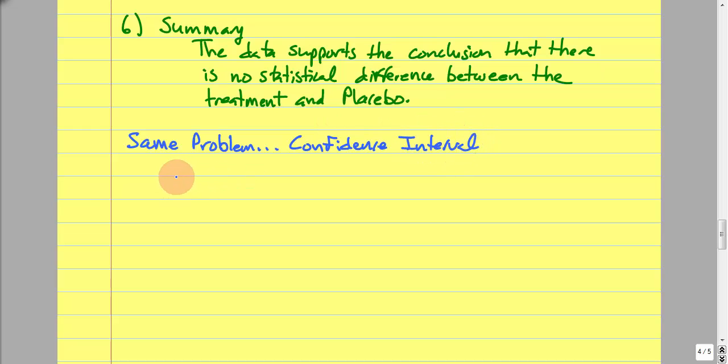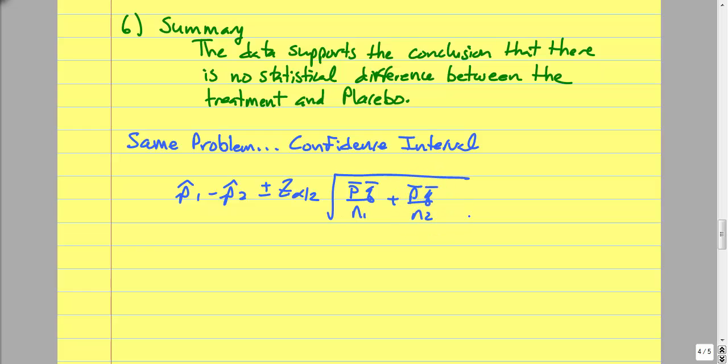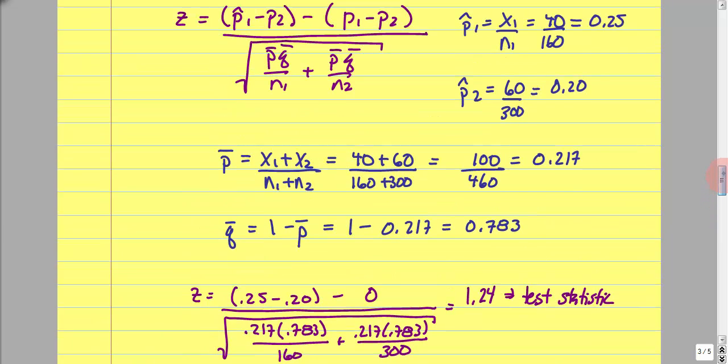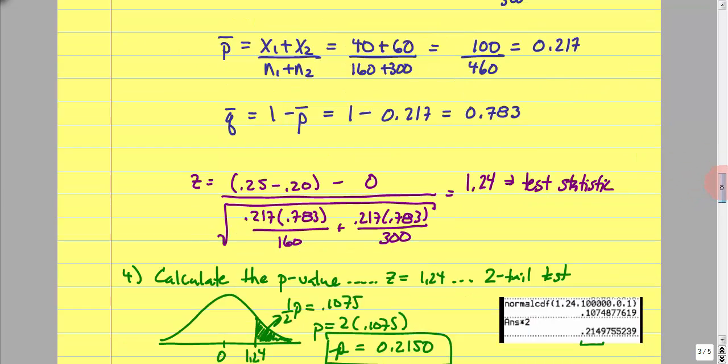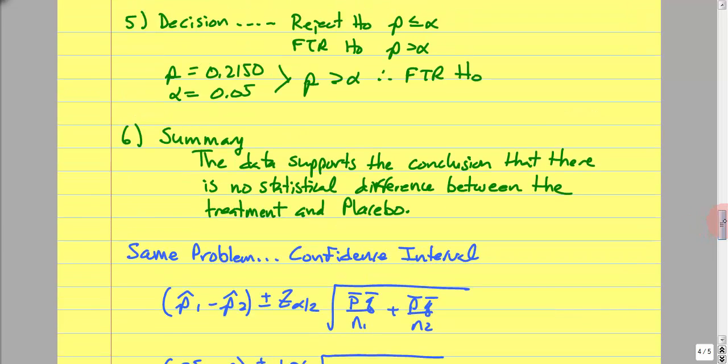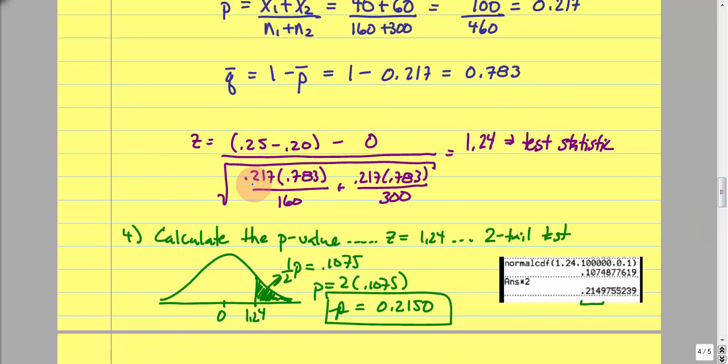So remember, with our confidence interval, that was p hat 1 minus p hat 2 plus or minus z alpha over 2, and then we had our p bar q bar over n1 plus p bar q bar over n2. So this is grouped together. So p hat 1, let's go ahead and look back up at all of our summary values here. P hat 1 was 0.25. P hat 2 was 0.2. So I have 0.25 minus 0.2 plus or minus. Now my level of significance was 5%, so alpha of 5% creates a z-score of plus or minus 1.96. Now p bar and q bar, again we're going to look up here, was 0.217 and 0.783.